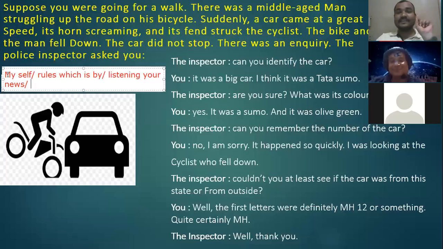Myself is a reflexive pronoun. A sentence should not start with a reflexive pronoun. You can start with "I am" or "my name is", but you should never use "myself" to start any statement. So "myself" is completely wrong to start a sentence. At the end, you can add it. You can use it at the end of the sentence, but in the beginning, you should not use "myself".